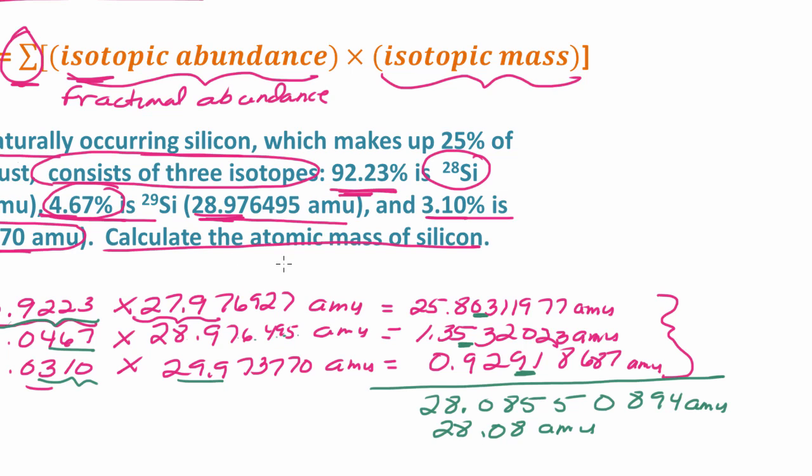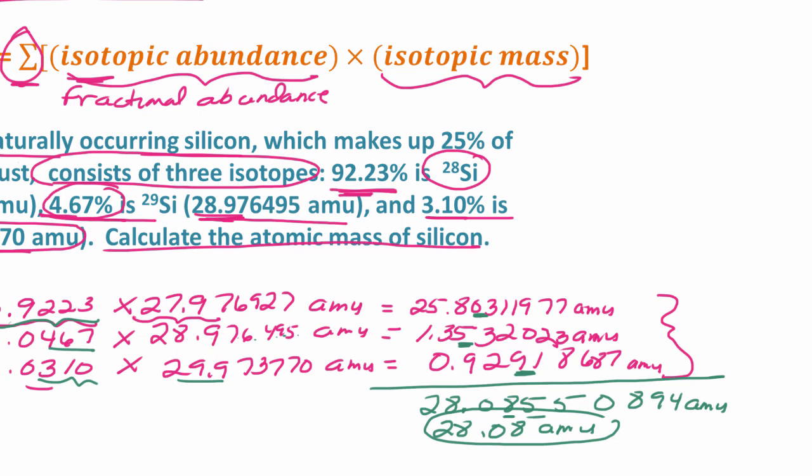Some of you might round that up to 28.09 atomic mass units. That's fine. You're dropping a 5. Usually if there's an even number left, I leave it. If it's an odd number, I round up. But this is how you find an atomic mass or an atomic weight.